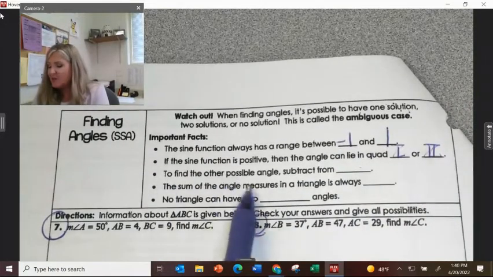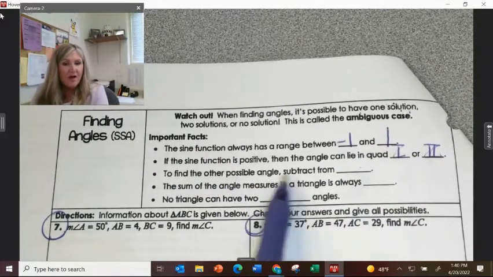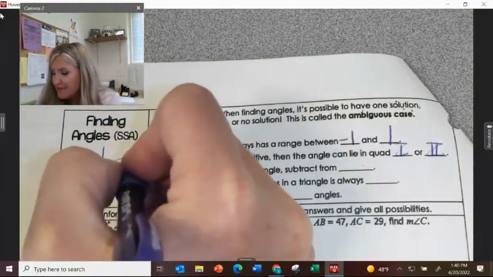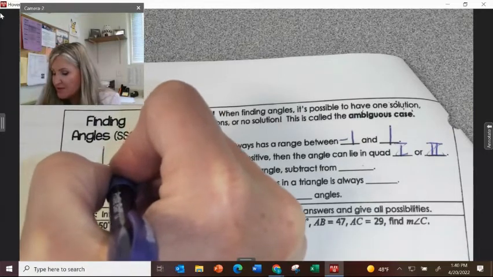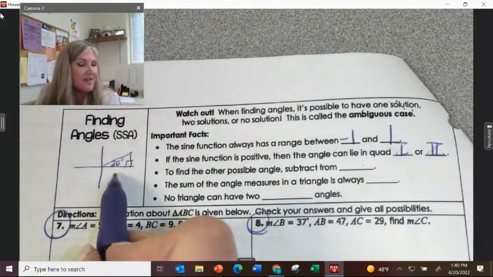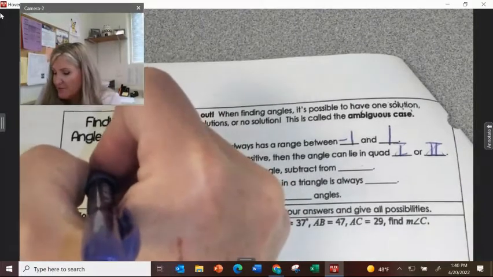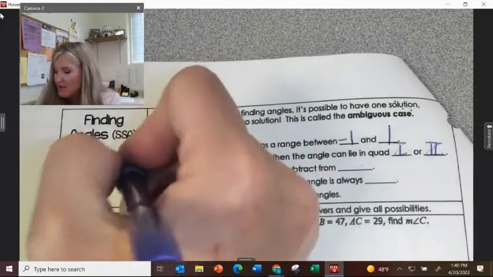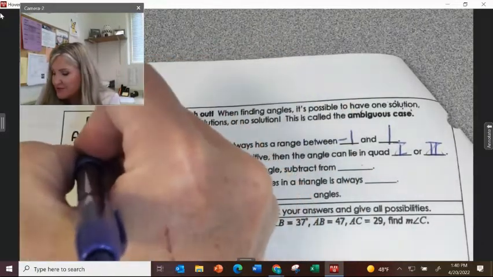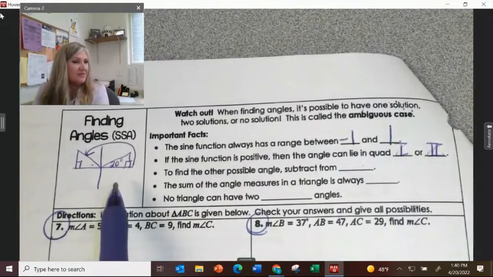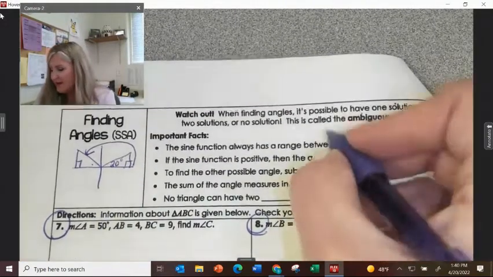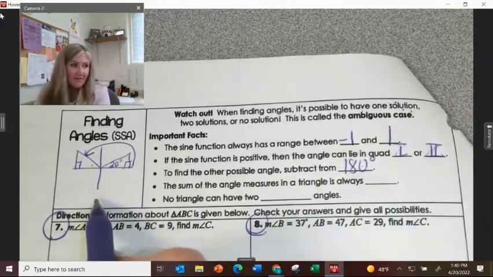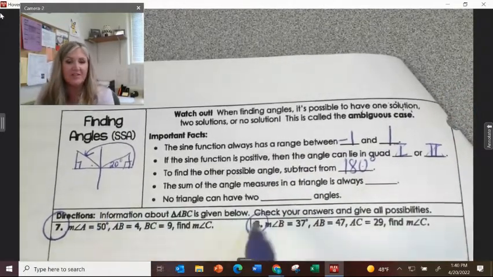To find the other possible angle, we would subtract from what? Now, let's look at a picture here. Let's say that we do a problem and we get 20 degrees here in the first quadrant. That would just be a reference angle. If the answer was in the second quadrant, we would have the same reference angle. But how would I find the angle that goes from here to here? What would I do? Subtract from 180. That's how we're going to be doing it for these problems, which are not based off of the unit circle, but there will be a relationship.